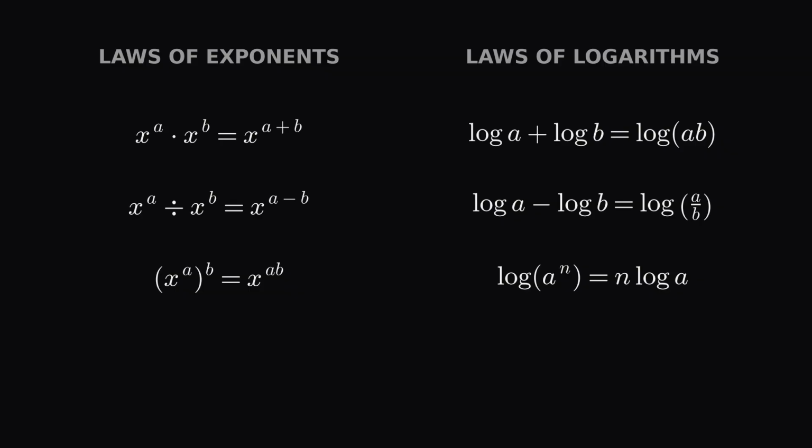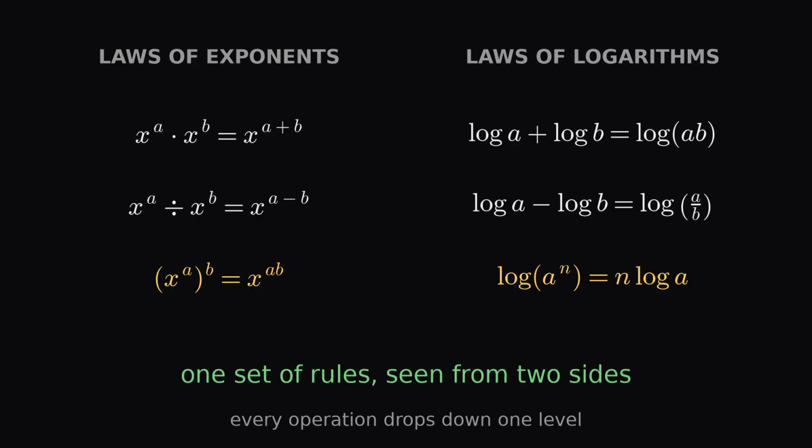And now look at this. On the left, the 3 laws of exponents from the very first video. On the right, the 3 laws of logarithms. They're not 2 sets of rules. They're one set, seen from 2 sides. Multiplying becomes adding. Dividing becomes subtracting. And a power becomes a multiplier. If you already know the exponent laws, you already know these.